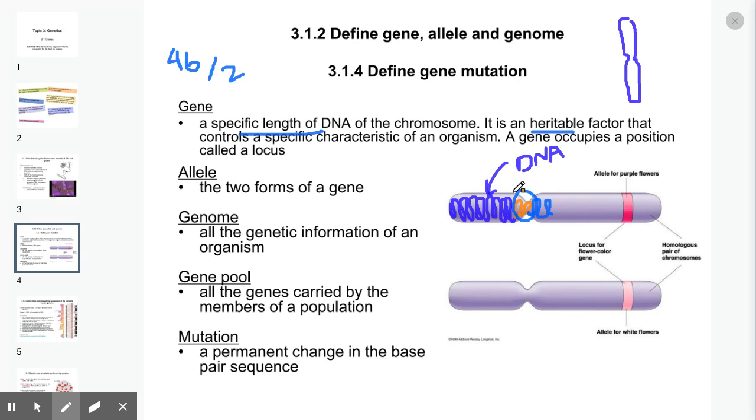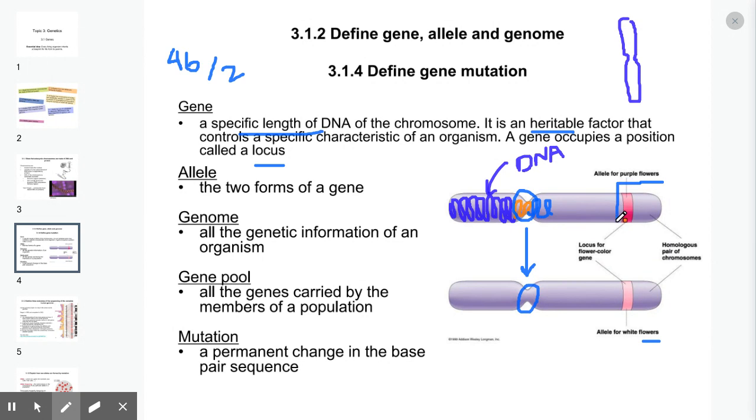So here, let's pretend this is the gene that controls the color of the seed of a plant. This is a plant here, right? We're looking at flowers. So it controls the color of a seed. Here, in the same location, we call this the locus. In the same location, you are going to have the same gene controlling the color of the seed.